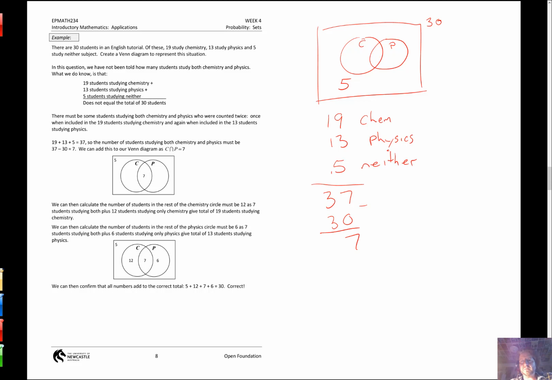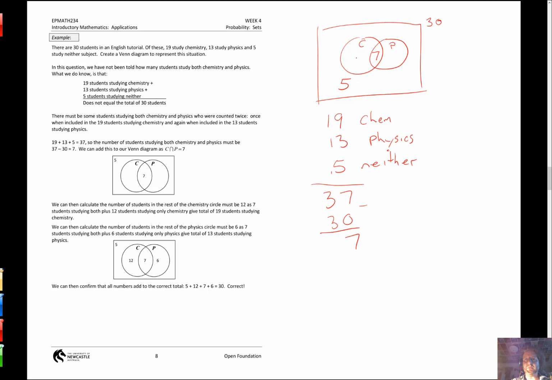To me, it's instantly telling me 7 students must be in both. Let's see why. And this will always be the case. If you count them up and they add up to too much, however much more it is than the total it should have been, must be the overlap. Because when I counted 19 kids, say they're all in the room at one stage, put up your hand if you like chemistry. I saw 19 hands. Put up your hands if you like or do physics. I saw 13 hands. There were actually 7 people that did both. So I've counted 7 people twice.